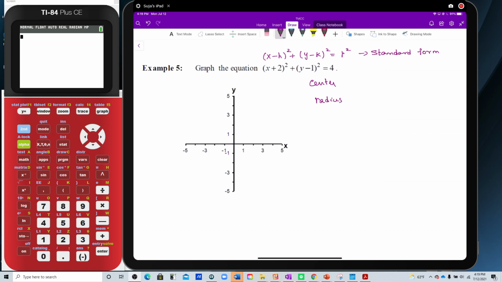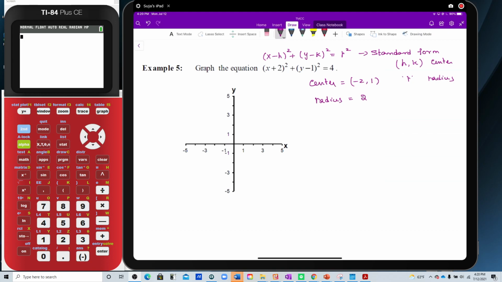In standard form, the center is represented by the letters h, k and the radius is represented by the lowercase r. If I compare this to the given equation, my center is given to me as -2 comma 1 and the radius is given to me as 2 units. So plus or minus 2, or 2 units all the way around.